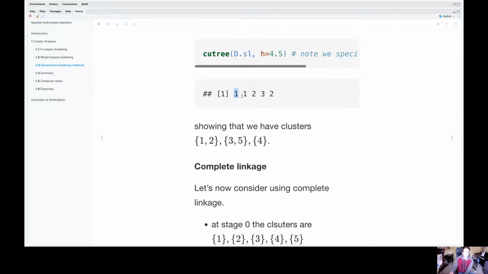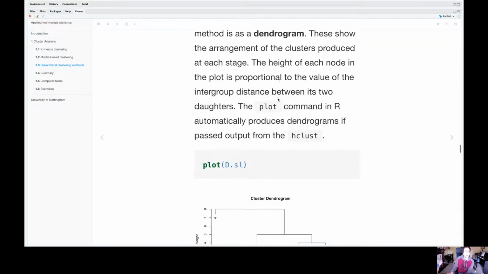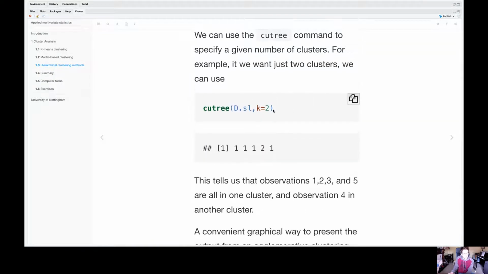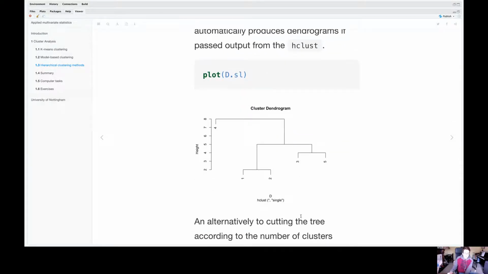That's what we get. So point 1 is in cluster 1, point 2 is in cluster 1. Point 3 is in cluster 2, and point 5 is in cluster 2. Point 4 is in cluster 3. So this is another way to cut the tree and find clusters, either by height, which is specified by this h equals something, or by the number of clusters, this k equals something. But what's underlying it all is the dendrogram, and that's the way to think about hierarchical clustering methods, as a dendrogram.